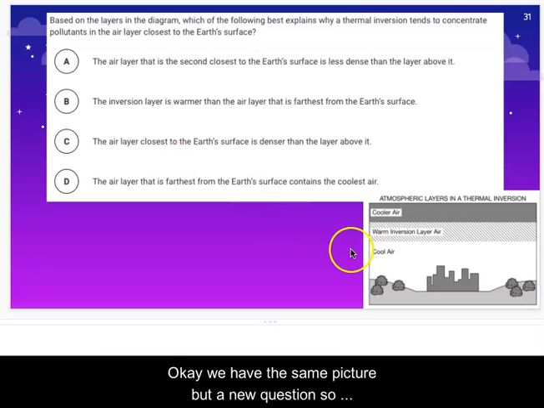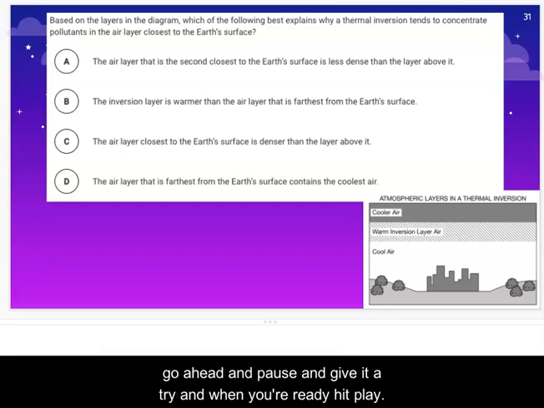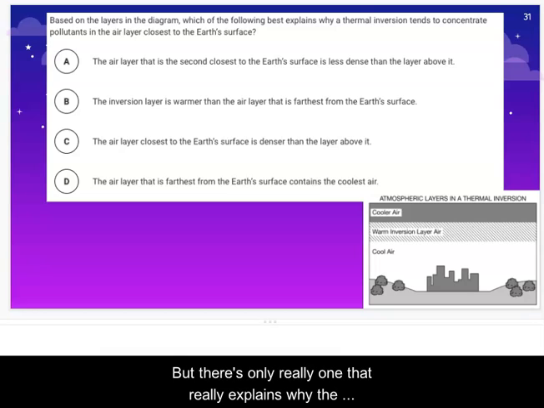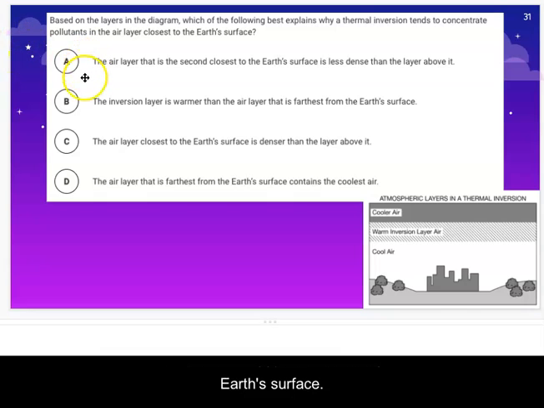Okay, we have the same picture, but a new question, so go ahead and pause and give it a try, and when you're ready, hit play. All right. And so this one is a little tricky because a lot of these statements are accurate, but there's only really one that explains why the pollutants would be concentrated closest to the Earth's surface.